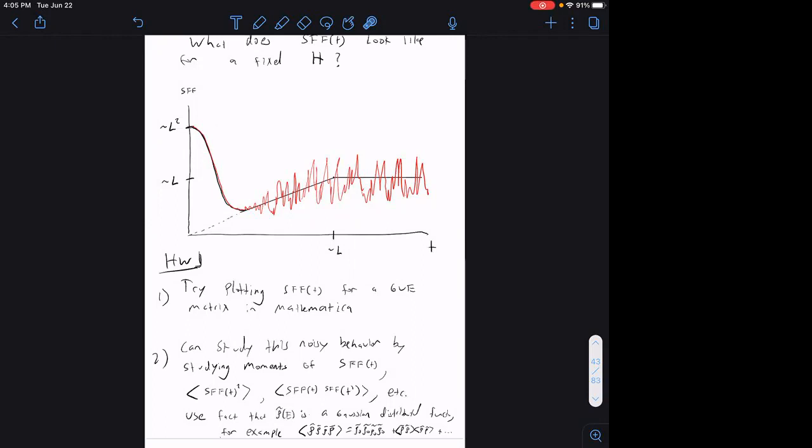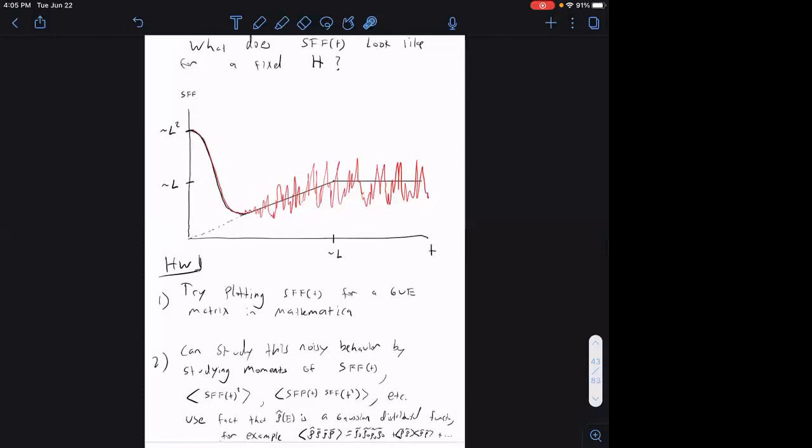You see a big noisy function, and in fact, the size of the noise is the same size as the signal itself. So if down here we say the ramp is of order 1, that means the oscillations are also of order 1. Over here, the ramp has gotten to size of order L, and the size of the oscillations is of order L around it. So the oscillations are big, and in some sense, the ramp and the plateau are a bad approximation to the spectral form factor for a specific choice of Hamiltonian. So if we are considering a fixed Hamiltonian without averaging, is there any sense in which the ramp and plateau are meaningful?